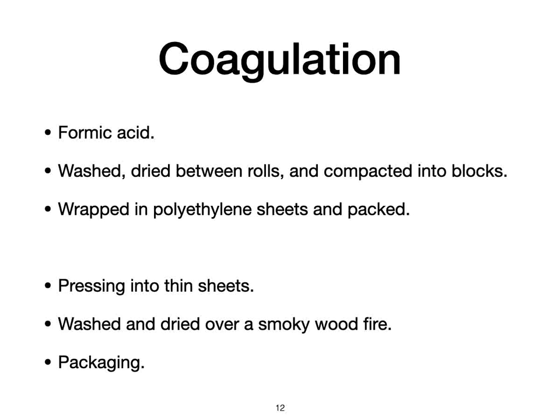Another production method is smoked sheet, where the coagulum is pressed into thin sheets that are washed and then dried over a smoky wood fire. The smoke contains natural fungicides that protect against mold growth and impart a characteristic amber color. Finally, these sheets are packaged.